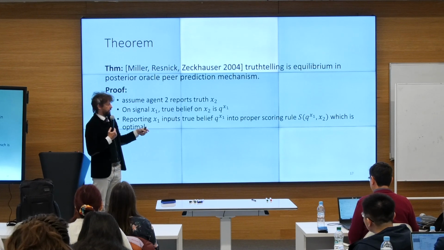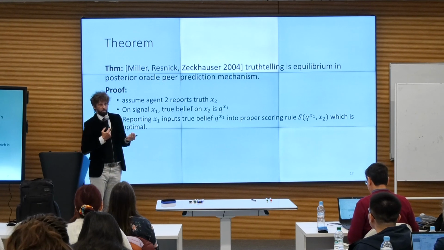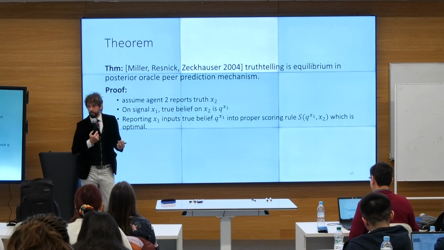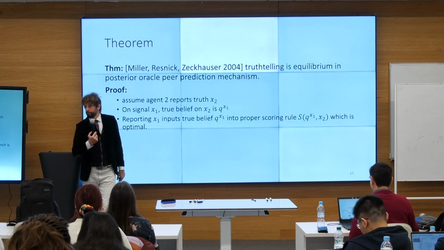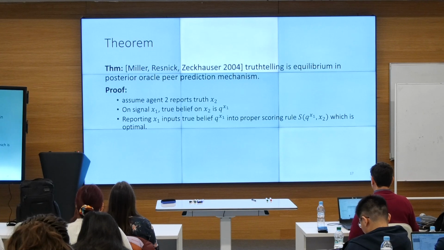If I report the opposite of X1, the opposite color, then I'm putting in a different posterior, which is not the posterior that optimizes, not my true belief. And so it's the wrong number, so it's not a good thing to input. Is that clear?